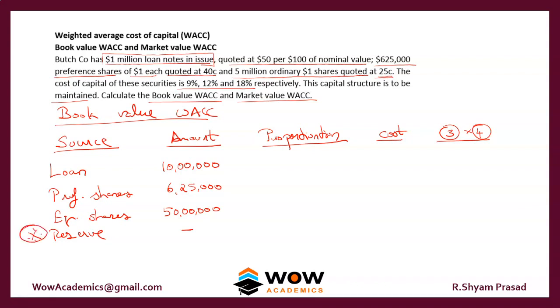You have to add that, or else your answer will be wrong. So now your job is to just add it, add all. The total comes to 66,25,000. Now we will try to find out the proportion.